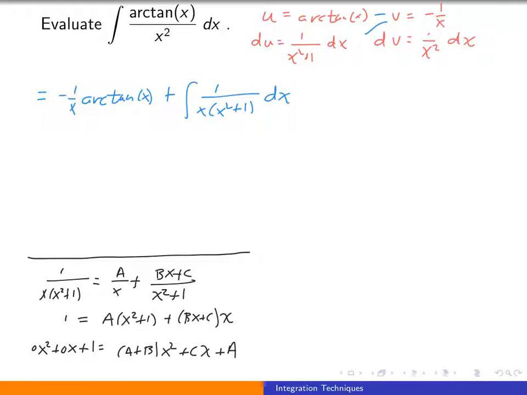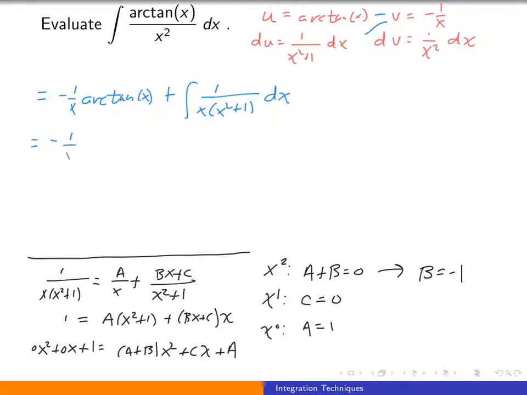So at this point we can go ahead and equate the corresponding coefficients to set up a system of equations. If you look at the x squared term, we have that A plus B must be equal to 0. The linear term tells us that C is equal to 0, and the constant term tells us that A is equal to 1. And going back to the first equation, if A is equal to 1, B is equal to minus 1. So now let's go ahead and use the partial fraction decomposition to evaluate this resulting integral.